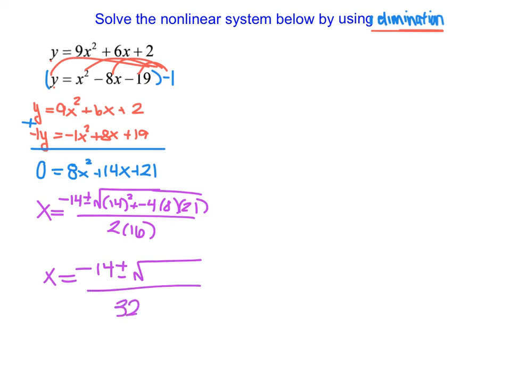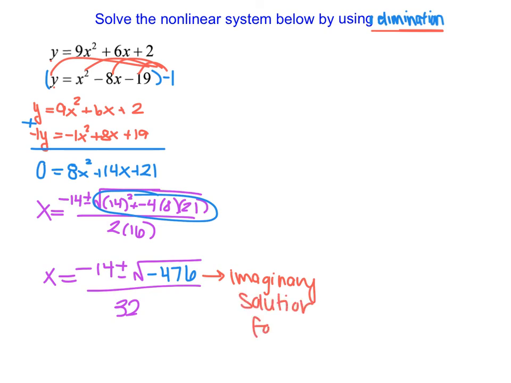Now if I focus on this part underneath the square root here, I find that it becomes a negative 476. And what you should automatically be thinking is that this negative underneath the square root is telling me that I have an imaginary solution for x, which is fine. We know that that's possible. That's why the imaginary number system exists.